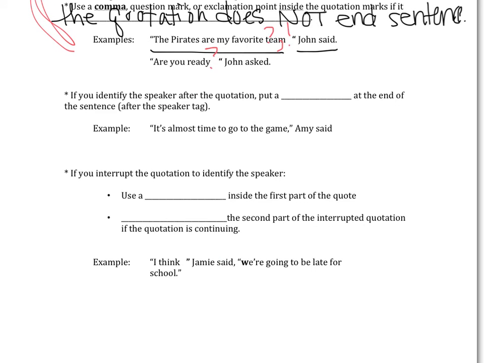Finally, you can identify the speaker tag. Oh, I'm sorry, before that. If you identify the speaker tag after the quotation, like we did up here, then you need to put a period at the end of the entire sentence, like after the John said. For example, "It's almost time to go home," comma, quote, can't put a period here because the sentence isn't over. Amy said, period.